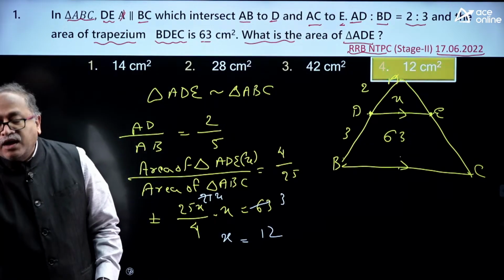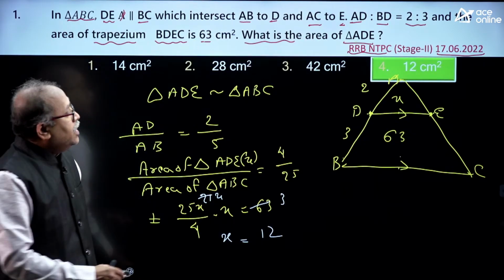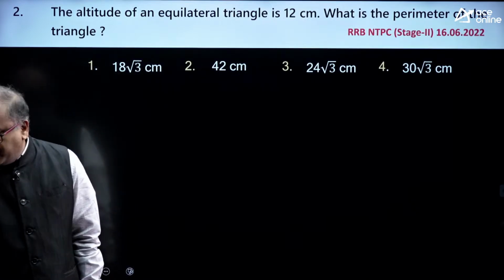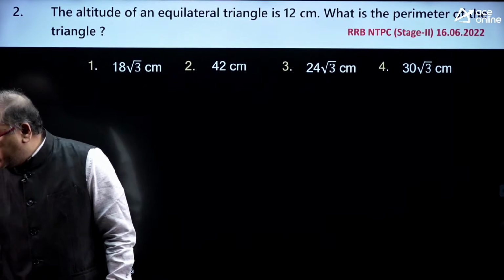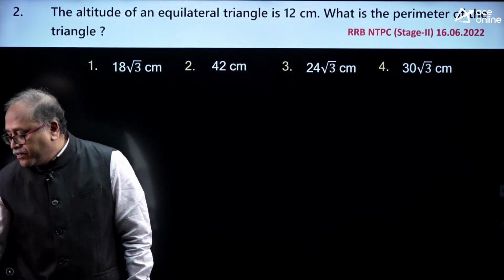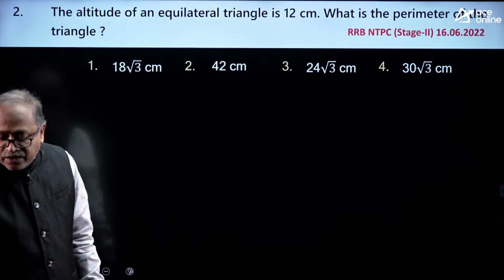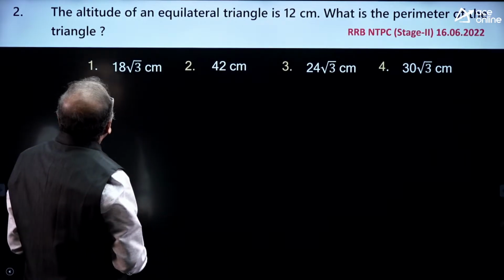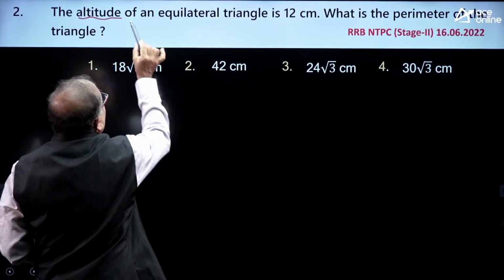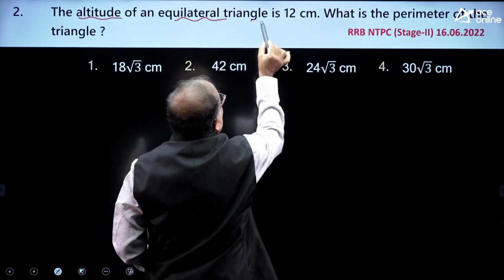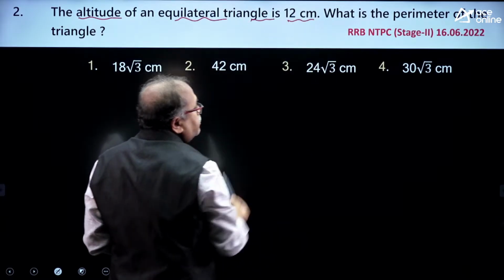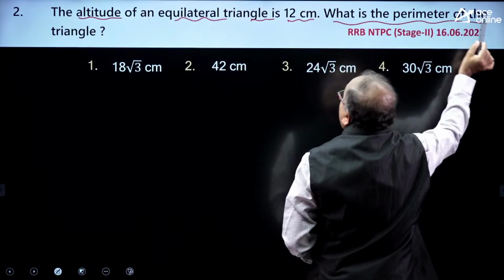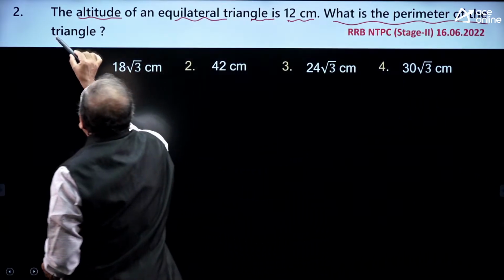Okay. I am moving on to the next question, and the next question on your board is this. Let me see if you can answer this question with the similar comfort. Let me check that. What is this question? This question is the altitude, that's height, of the equilateral triangle is 12 centimeter. And what is the perimeter of the triangle?